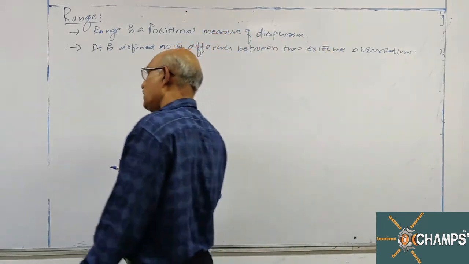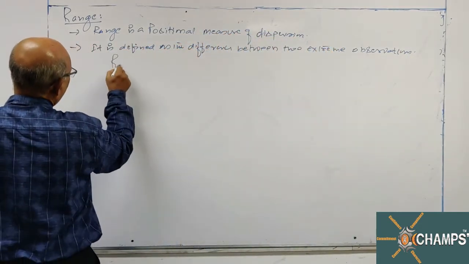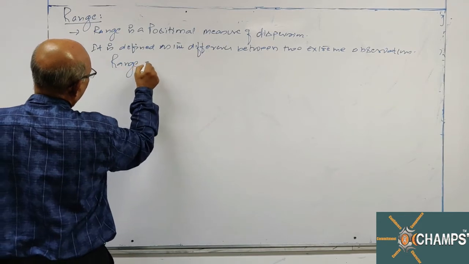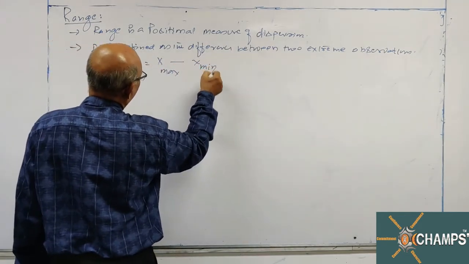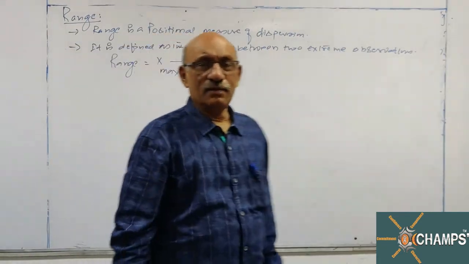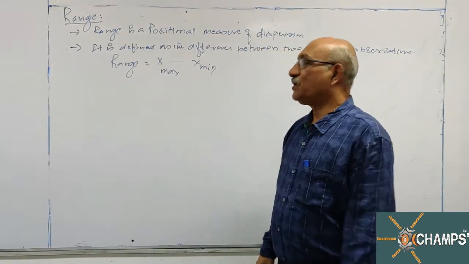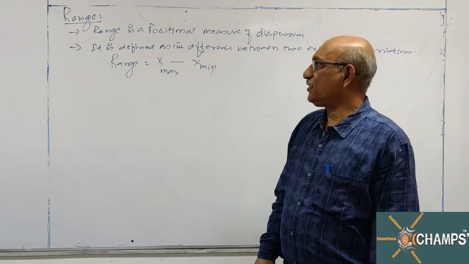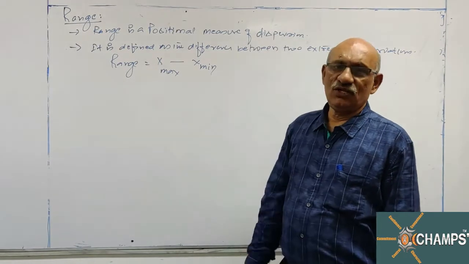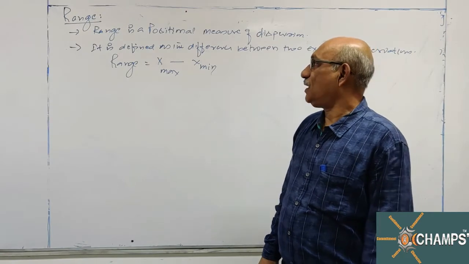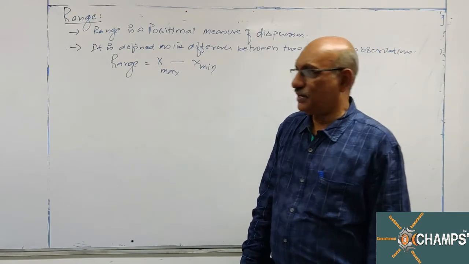What does it mean actually, sir? Range is equal to x maximum minus x minimum. X is a variable that assumes some values. So there is one maximum value and one minimum value. The difference of these two is known as range, x maximum minus x minimum.